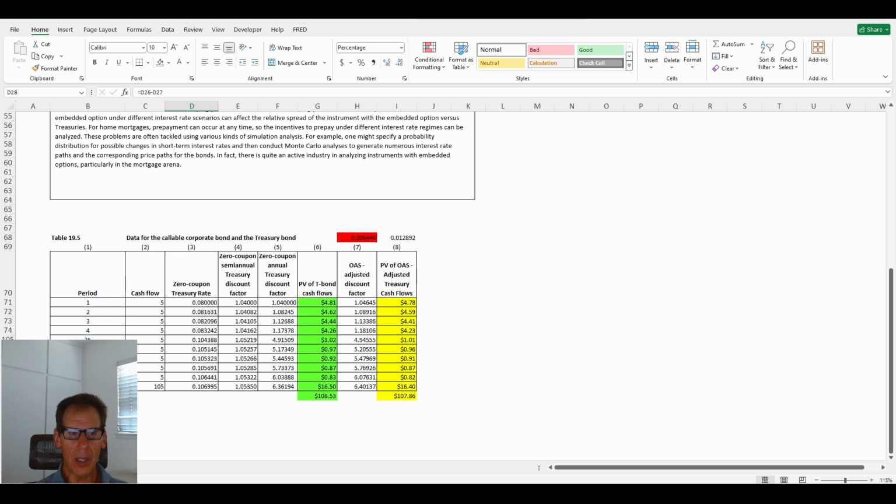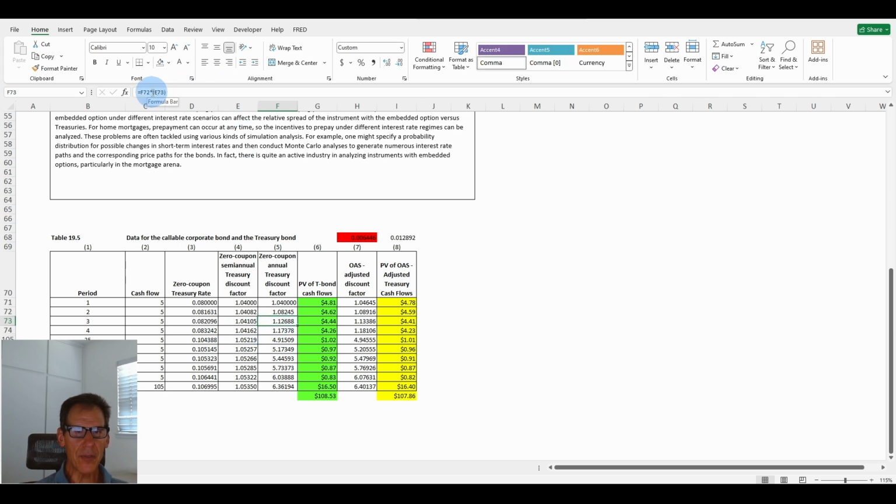Here we have our periods 1 through 40. Cash flow, $5 every 6 months. Remember, it's a 20-year deal. Zero coupon rate, 0.8. I don't know if I did the math here. Nope, I did not. I should have. Column 2, cash flows: periods, cash flows, and 0 are given. Zero semi-annual Treasury discounts. We're just taking this and dividing by 2. Zero annual Treasury discount rates.